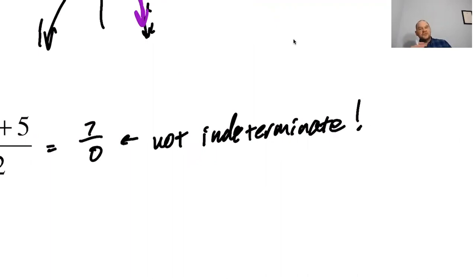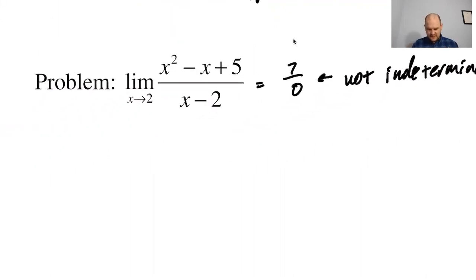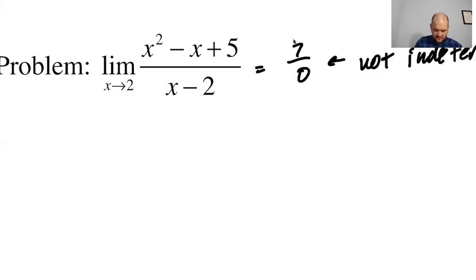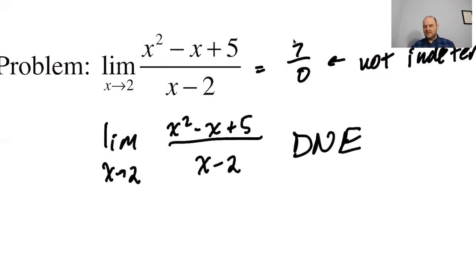So you could just say the limit does not exist. But I'm never happy with that. I always want to know why doesn't the limit exist? So let's look a little deeper, right? So the answer to this is does not exist. So let's say the limit as x approaches 2 of (x squared minus x plus 5) over x minus 2 does not exist. But why doesn't it exist?